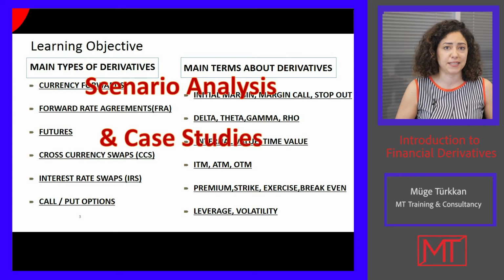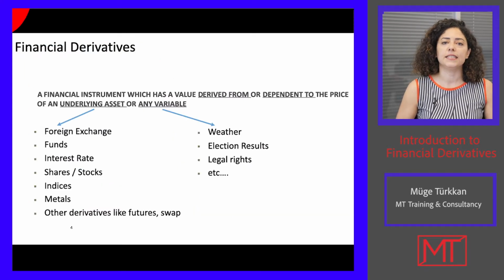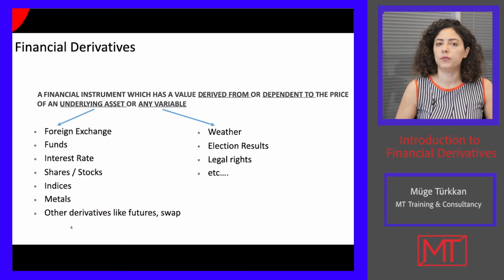and case studies. As you may have already heard, according to the theoretical definition, a derivative is an instrument which has a value dependent on or derived from the price or value of an underlying asset. So basically, a derivative is an instrument which is based on an underlying asset. But what do we mean by underlying asset?